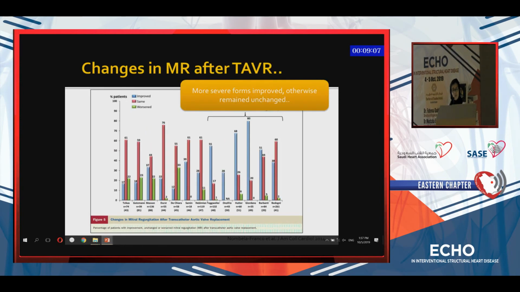So why is all of this important? It's important to predict outcome in patients who are undergoing the valve TAVR, because as was highlighted here, the more severe, moderate to severe forms of MR usually get better. So you can either get improvement of the mitral regurgitation, no change, or worsening. Very seldom do you get worsening of the mitral regurgitation. And if it is a secondary form of MR and in the moderate to severe form, they usually get better post-procedure.